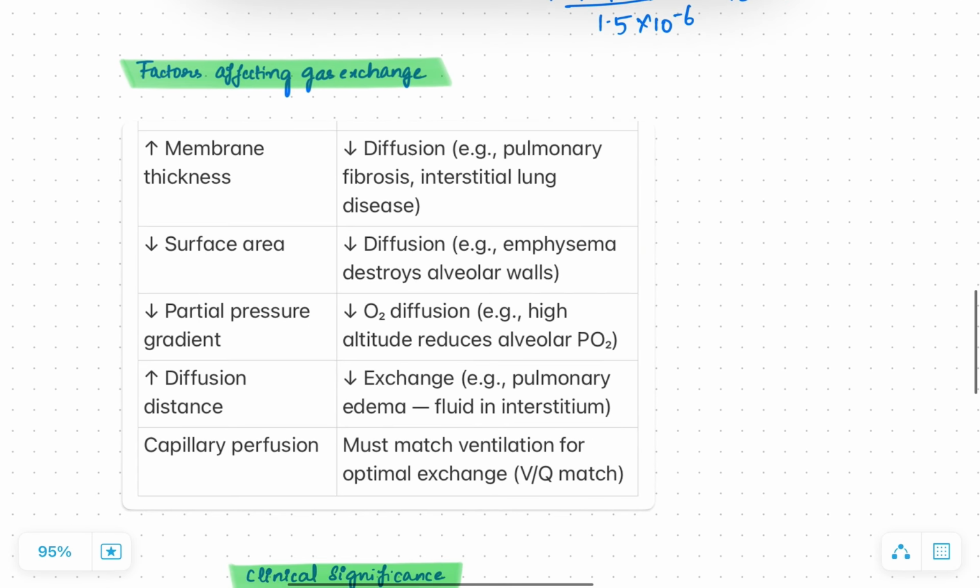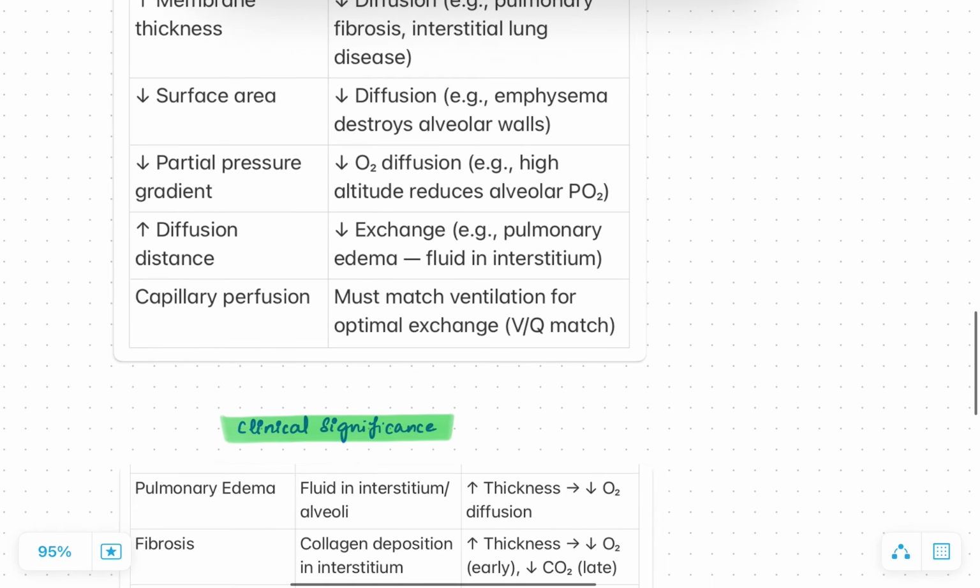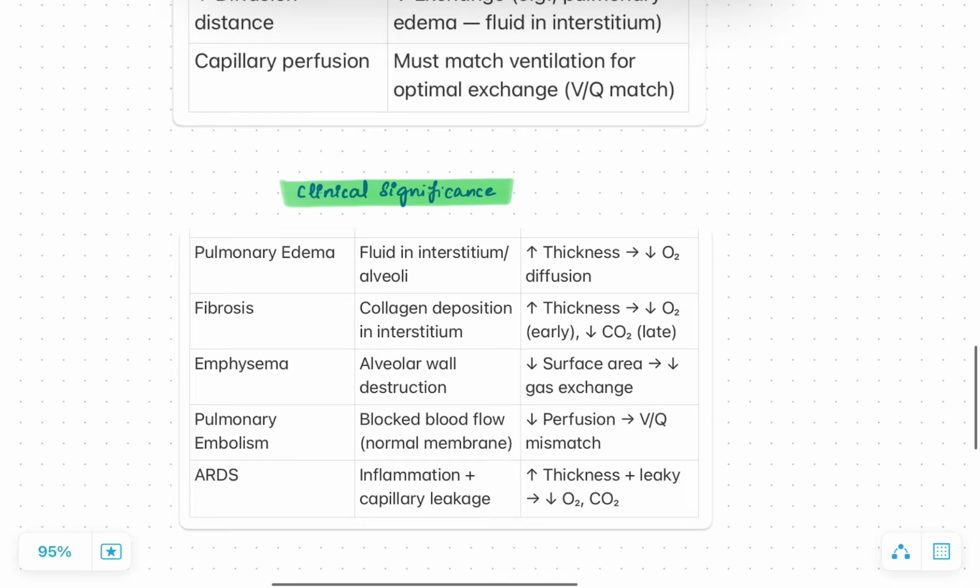Now, factors affecting gas exchange. As we already saw, according to this law, diffusion is inversely related to thickness, so if there is an increase in membrane thickness, there is a decrease in diffusion. If there is a decrease in surface area, there is a decrease in diffusion, because it is directly related. This decrease in surface area can be seen in conditions like emphysema, which destroys the alveolar walls. A decrease in the partial pressure gradient and an increase in the diffusion space also decrease gas exchange. Capillary perfusion also affects this. If there is no optimum perfusion, the exchange will decrease.